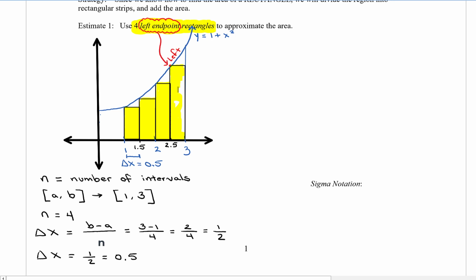So looking at this area, you could probably see that this is going to be an underestimate from the actual area because there are little pieces at the top of these rectangles that those areas are not going to be accounted for. Once again, this is an approximation.